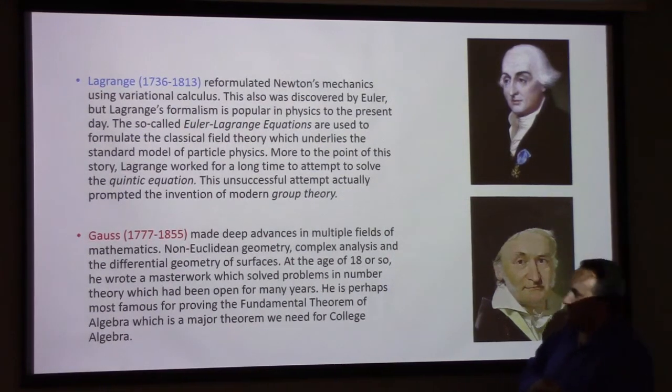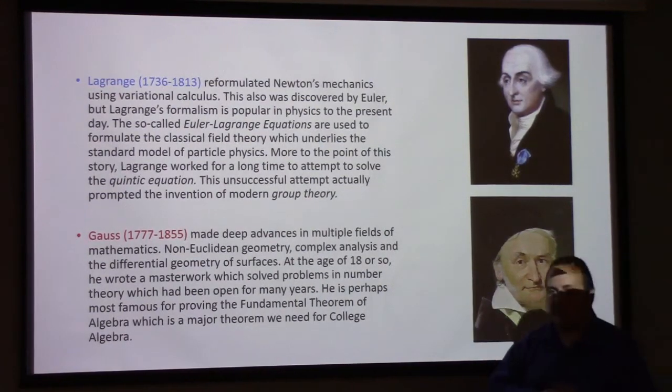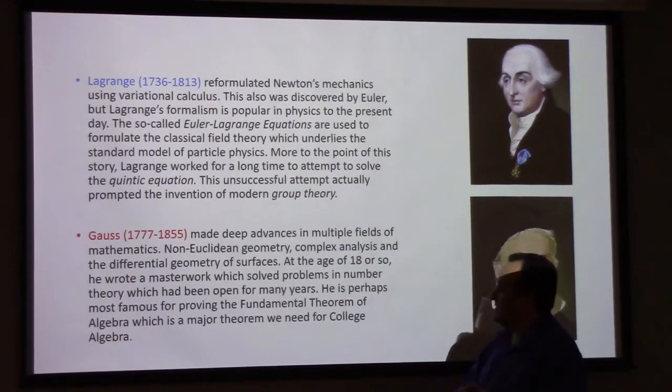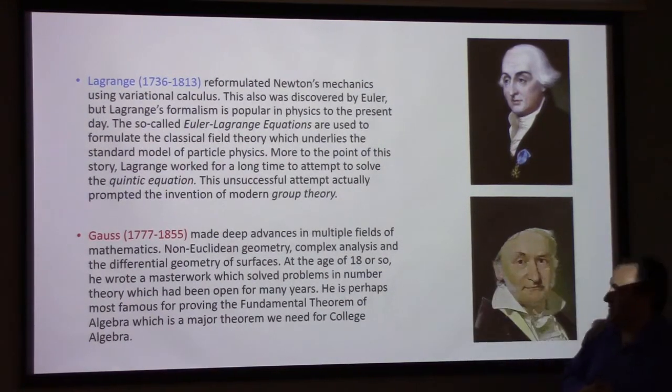Gauss really is, by the end of Gauss, we're entering the modern period of mathematics. Gauss made deep advances in multiple fields of math: non-Euclidean geometry, complex analysis, differential geometry of surfaces. By the age of 18 or so, he wrote this masterwork which solved problems in number theory which had been unsolved for hundreds of years. He's a formidable mathematician, but also kind of a jerk.